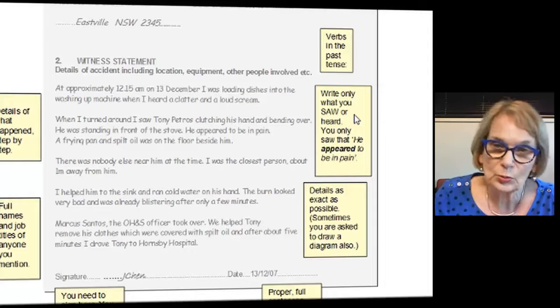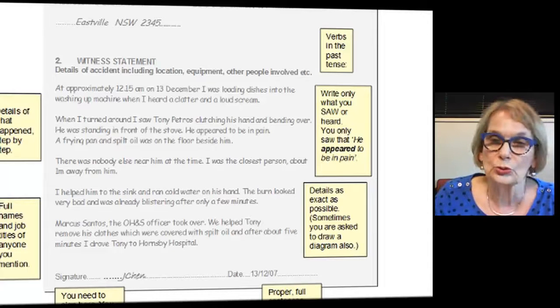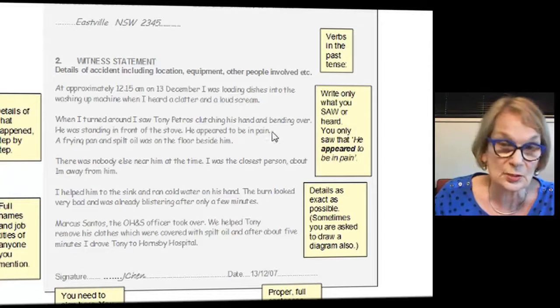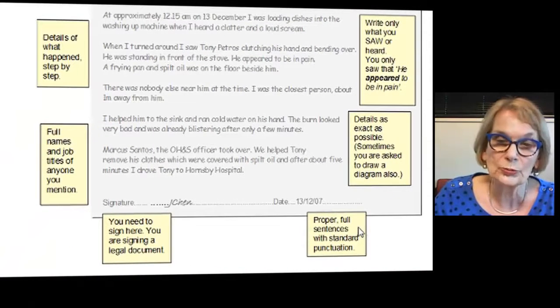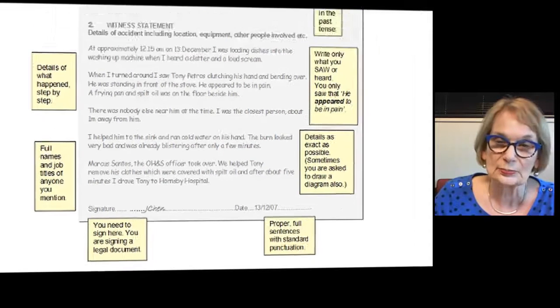We write only what you saw or heard, not your opinion. So he appeared to be in pain. We can't say he was in pain, we don't know. We can say he appeared to be in pain. And the details have to be as exact as possible, and sometimes you're asked to draw a diagram. Proper full sentences with standard punctuation, not just dot points and dashes and so on. And you need to sign it.